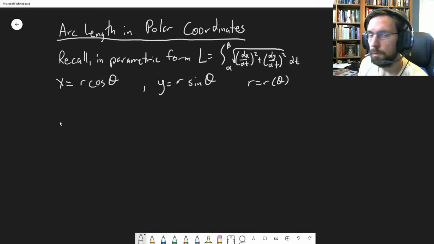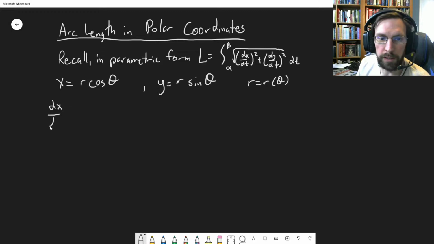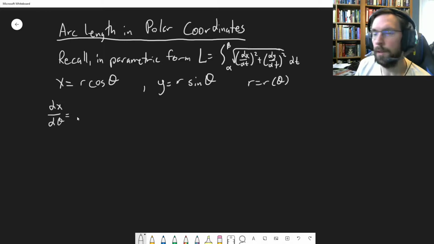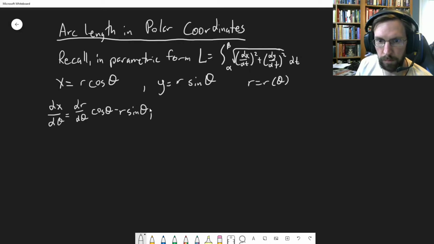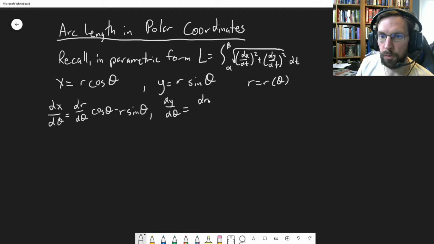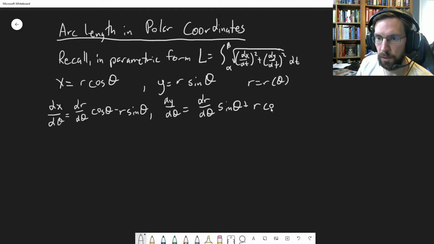Okay, so let's compute then dx/d theta. dx/d theta, using the product rule, should be dr/d theta cosine theta minus r sine theta. dy/d theta should be equal to dr/d theta sine theta plus r cosine theta.